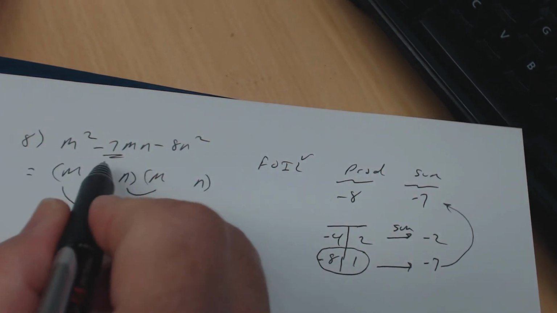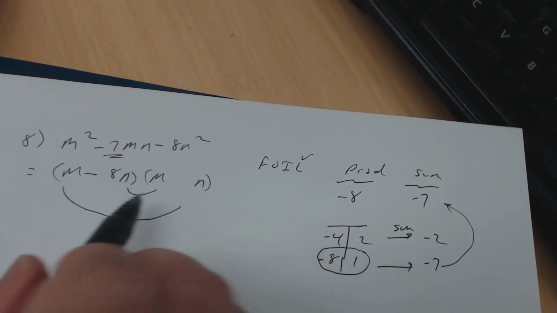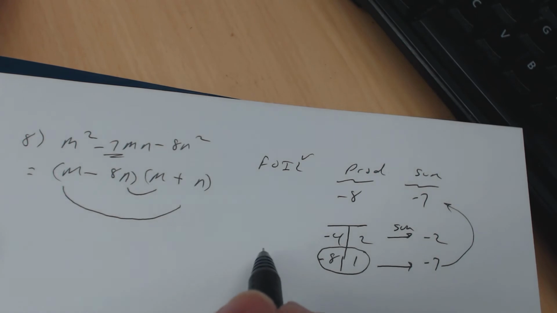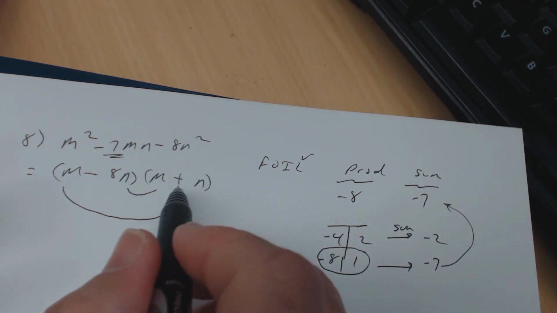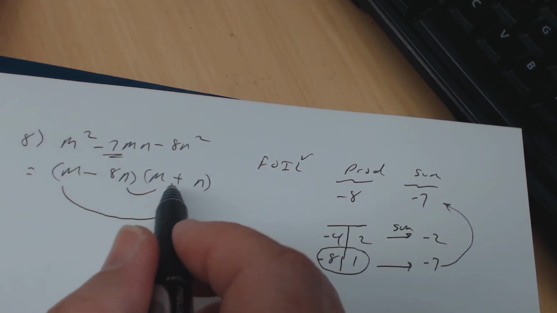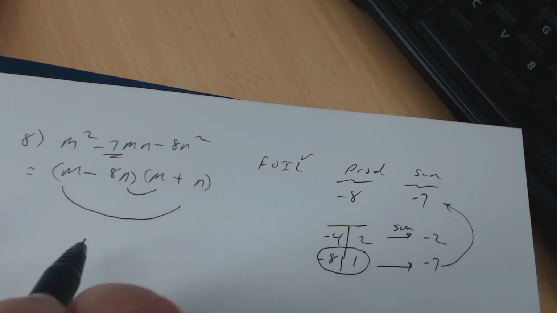So the answer is going to be m minus 8n times m plus n. Now remember, that's a 1, but don't put a 1 there. It's understood to be a 1, so leave it as m plus n. Don't say m plus 1n. It looks better if you say just m plus n.